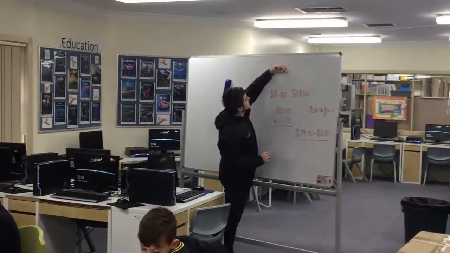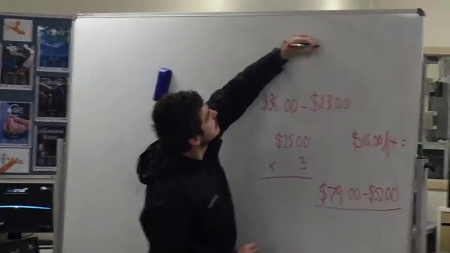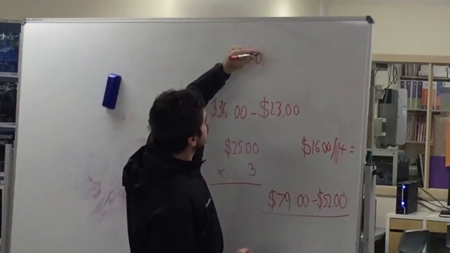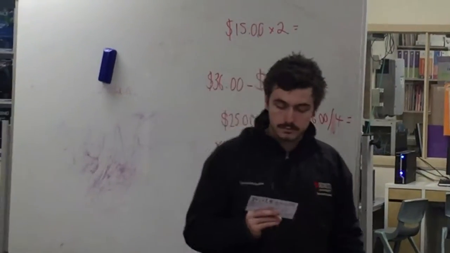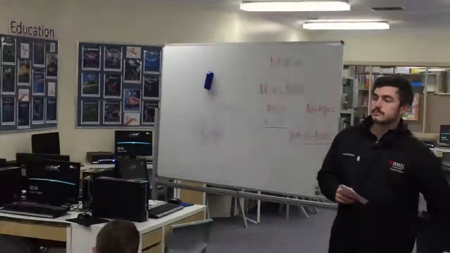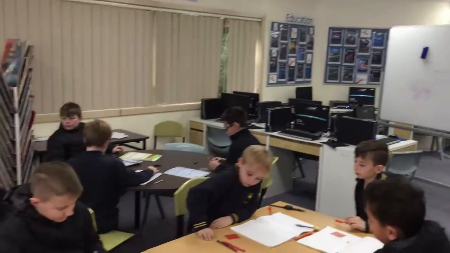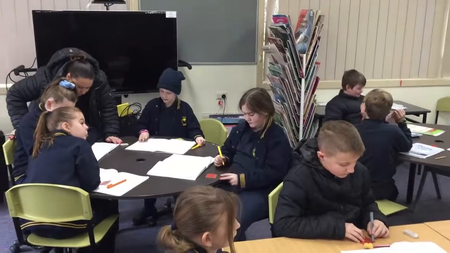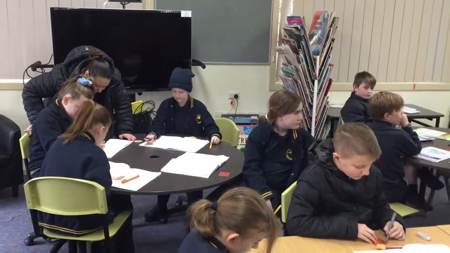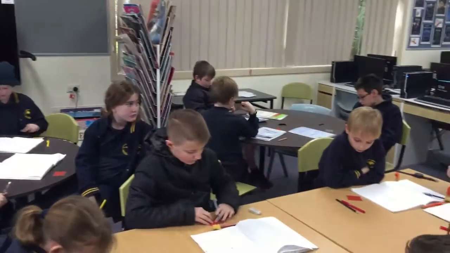$15. Oh, $15 times 2 equals... I got it. Where do you have it? So $15 times 2 is equal to, yep, 30. So you should be looking for $30 on your square.